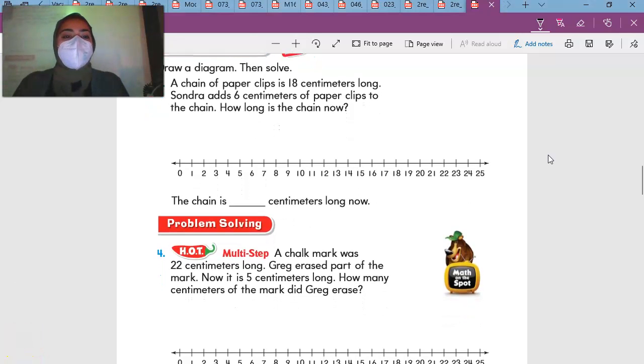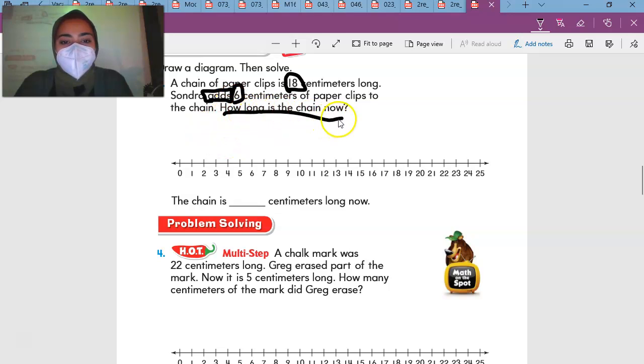Okay, so now let's go over what you did. It says a chain of paper clips is 18 centimeters long. Guys, you have to show your work. I'm going to check and make sure that you are circling your numbers, underlining the question, and boxing the keywords. A chain of paper clips is 18 centimeters long. Sandra adds 6 centimeters of paper clips to the chain. So you're adding. It literally says add. That's the key word. Box that. Circle 6 and underline how long is the chain now.